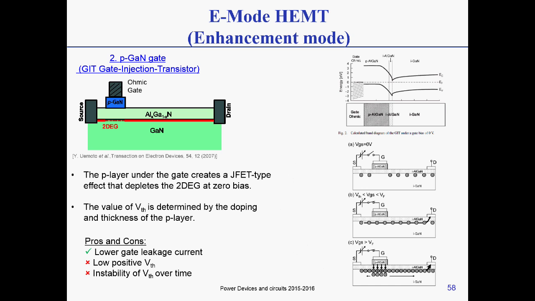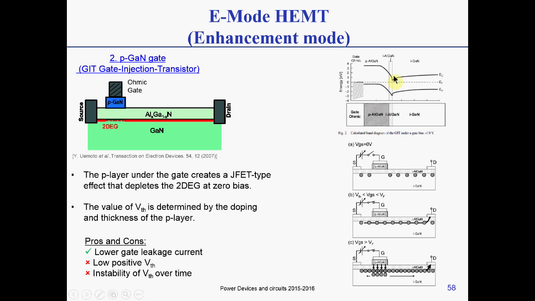Second solution is the p-GaN gate, the GIT. This is one of the most popular solutions. It's a Panasonic patent. They claim to have devices that work very well. Did I measure that? I didn't measure myself. I measured something similar, but apparently they work very well. And they have a p-GaN gate under an ohmic gate, which is depleting the 2DEG. You see the band diagram over here. Hopefully it's big enough for you to see it.